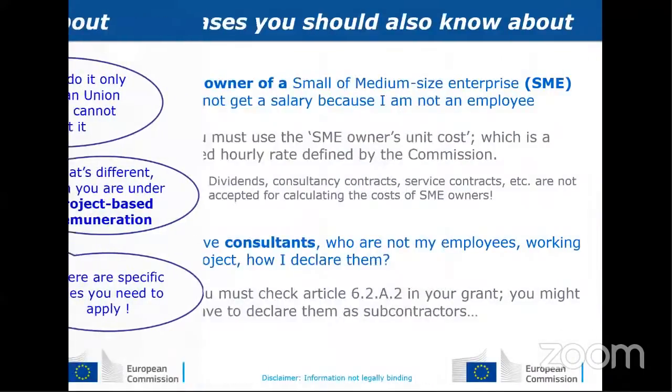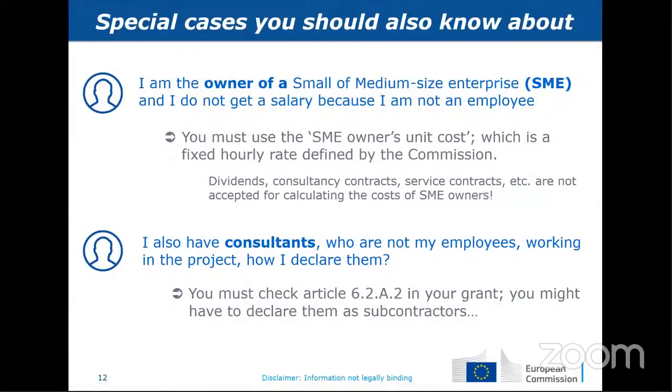Two other particular cases, if you want: the one of the SME owners. So if I am the owner of an SME who participates in the Horizon 2020 grant, and I'm personally working in the action, well, if I'm an employee of the company, of the SME, I will calculate my personal costs as for any other employee. That's no problem. The fact that I'm owner or co-owner of the SME doesn't make a difference.